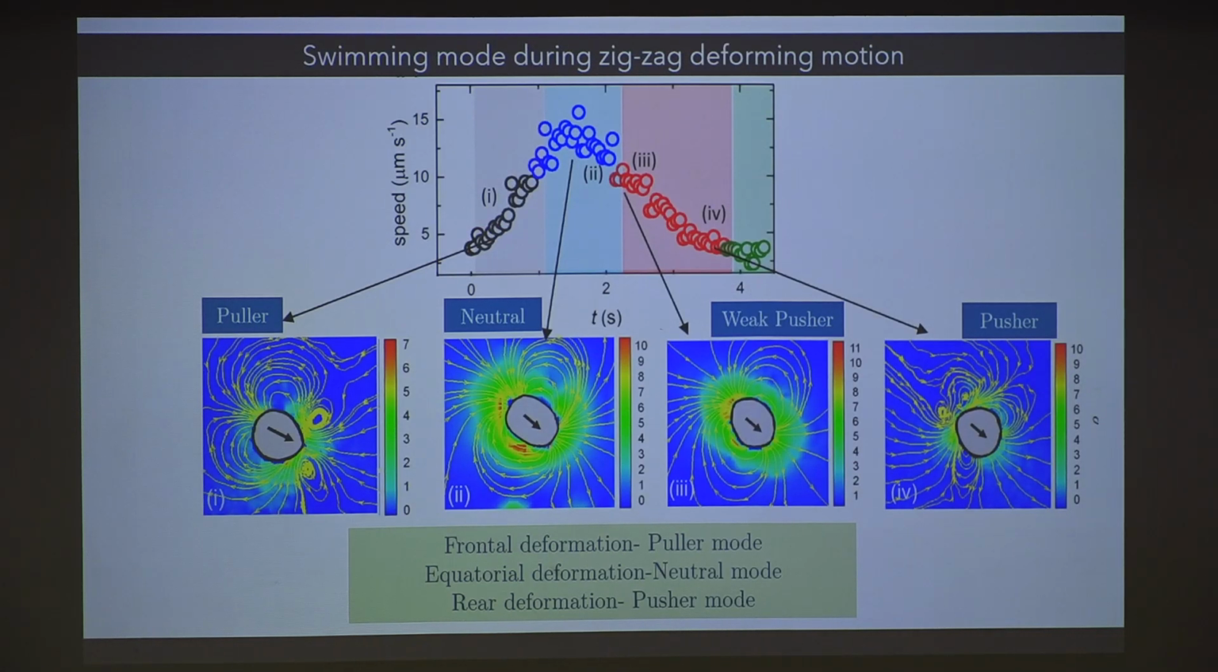To understand this further, we again repeated the PIV experiments and tried to identify the mode of swimming of these droplets under different conditions. We found that when the droplet is deformed from its front, at that instant the droplet is in a puller mode. And when the droplet is deformed from its equatorial region, along the body, at that instant the droplet is in the neutral state, and eventually when the droplet is going to a state of least mobility, the droplet is becoming more and more pusher in nature.